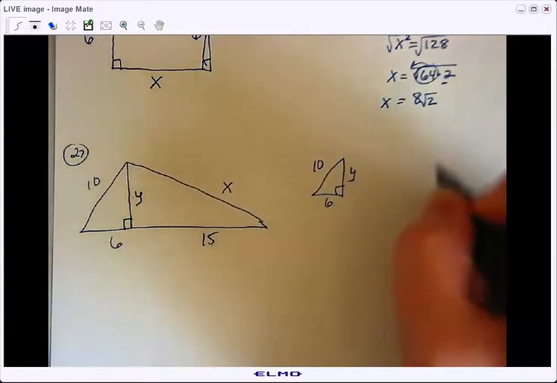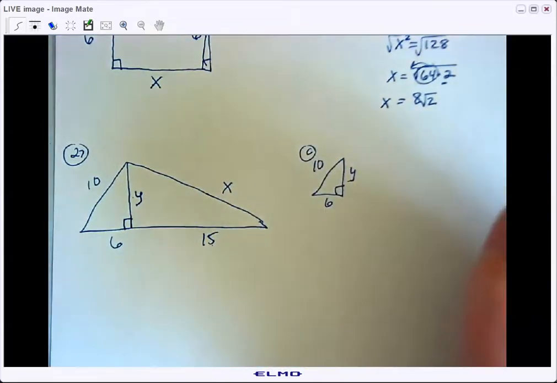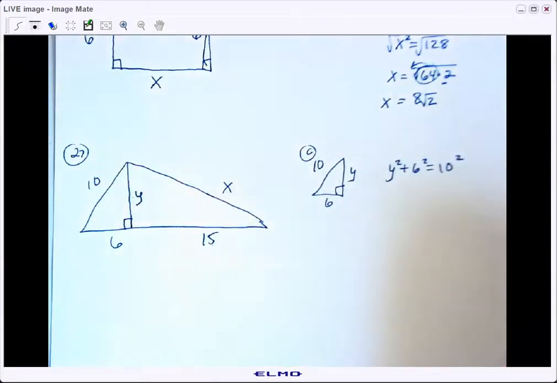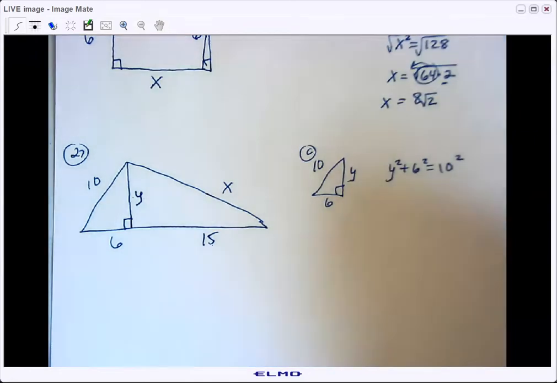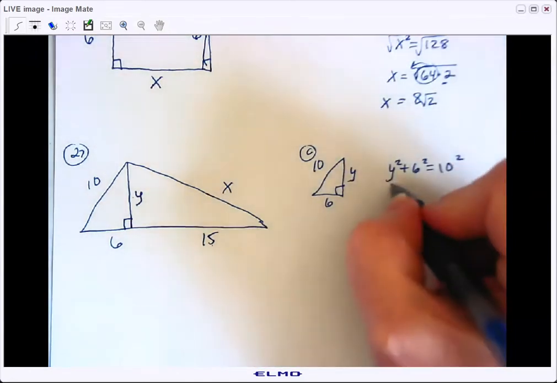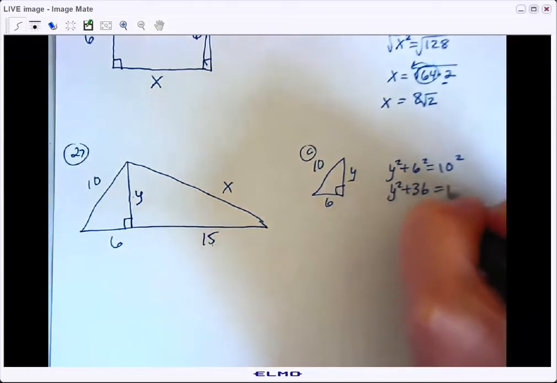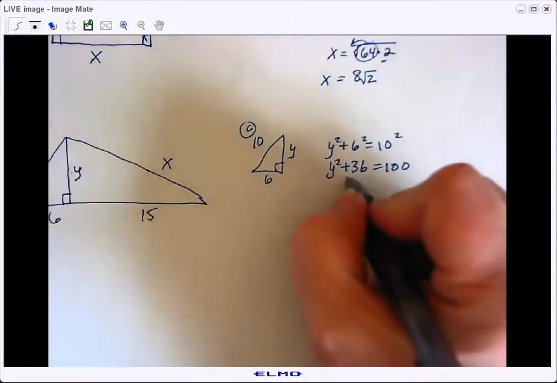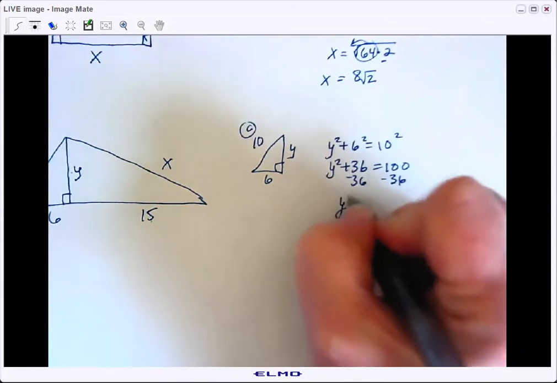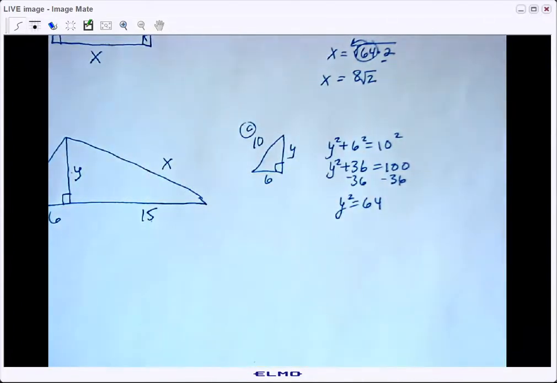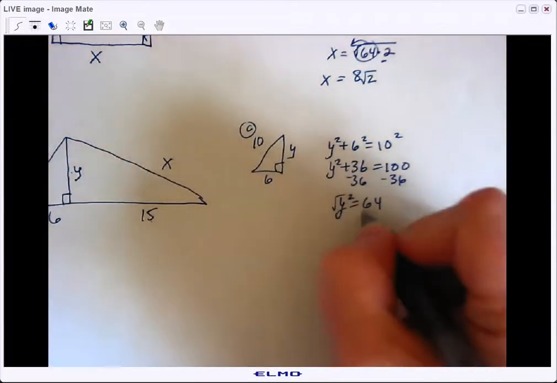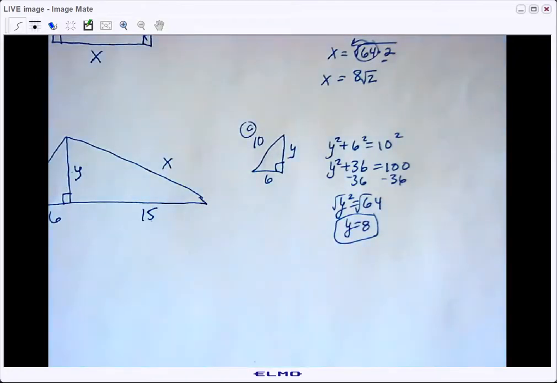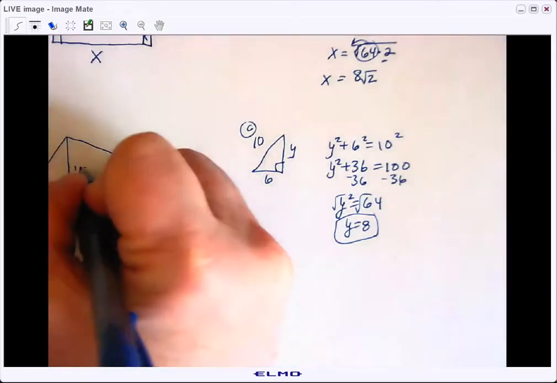So solving for y, c is 10. So y squared plus 6 squared equals 10 squared. So y squared plus 36 equals 100. And then subtracting 36 on both sides, y squared equals 64. And the square root of 64 is 8. And a lot of you told me that in the chat box. Okay, so now I know that y equals 8.